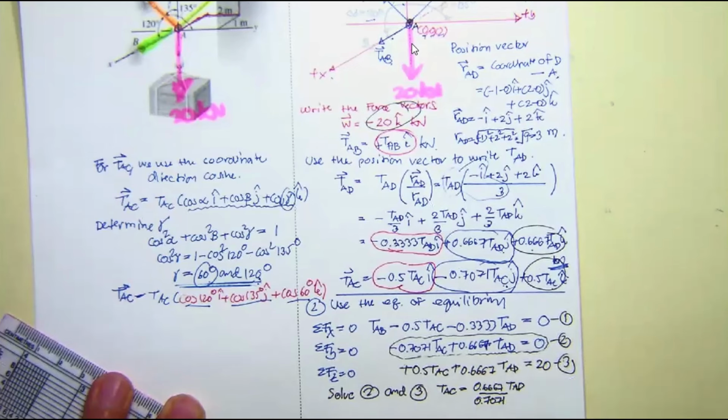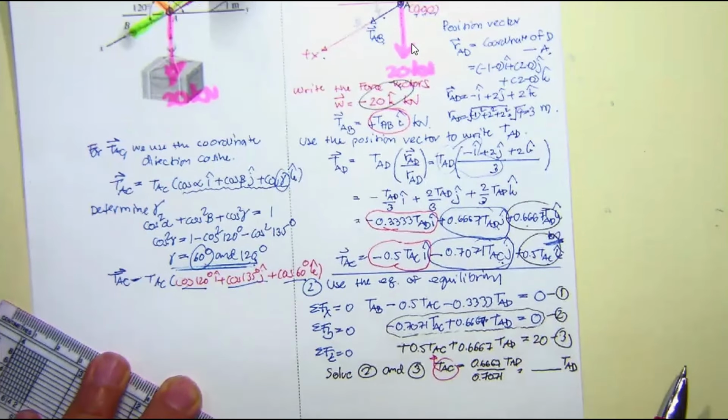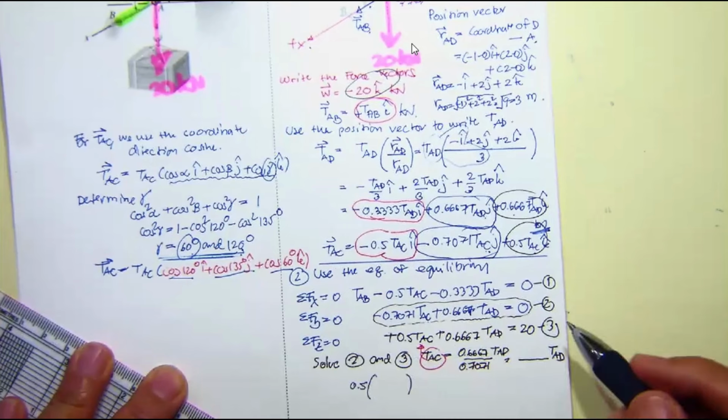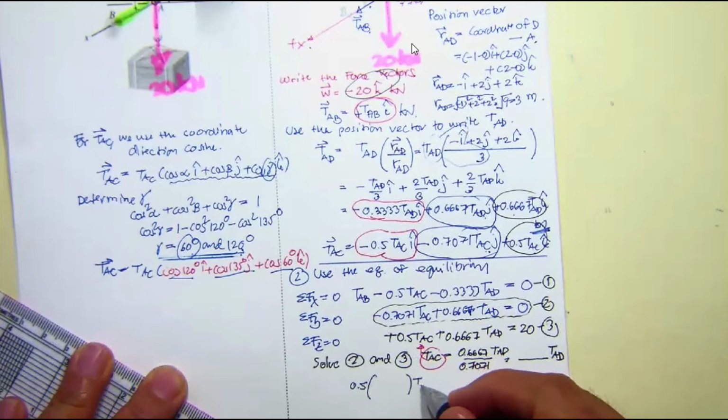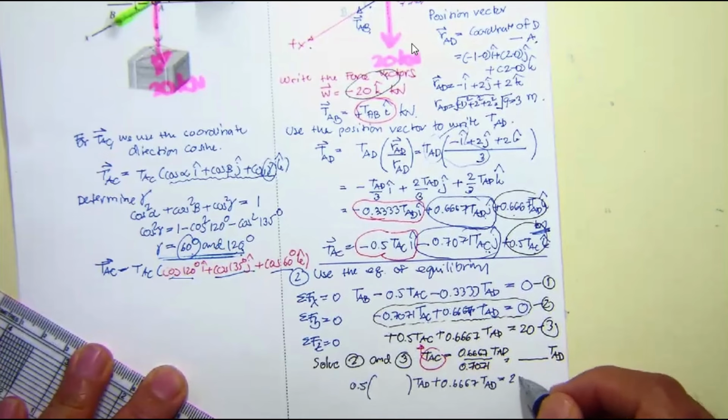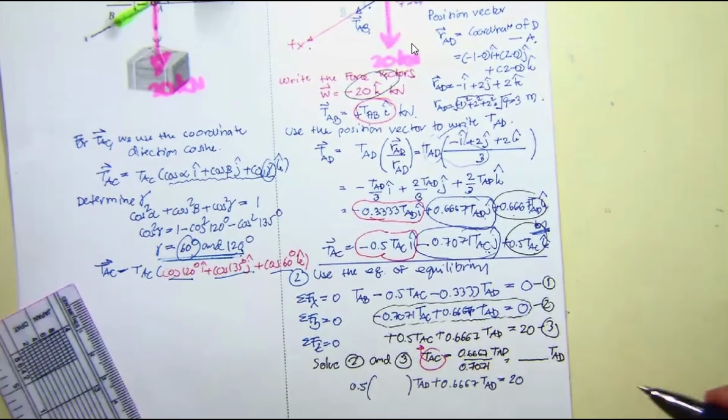And then you have this one to be the ratio of T sub AD. Then you put this one over here, you put this one over here. You will have the equation to be 0.5 times this one T sub AD plus 0.667 T sub AD equal to 20.